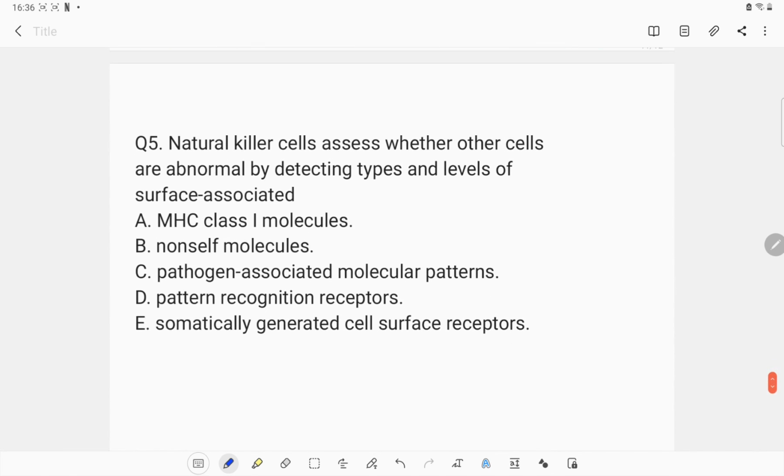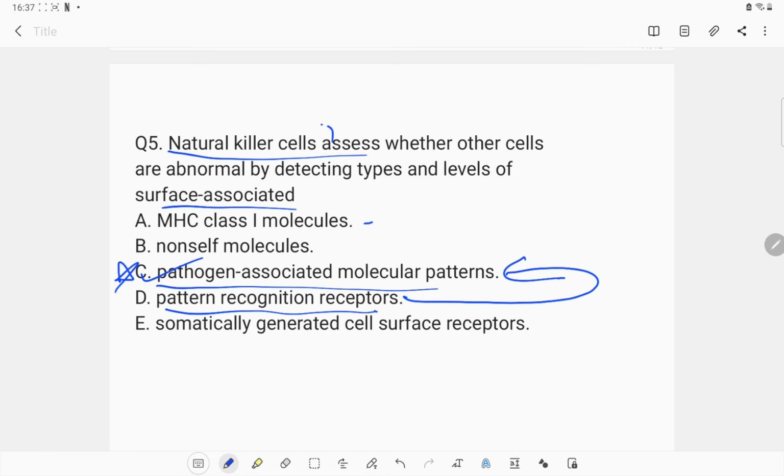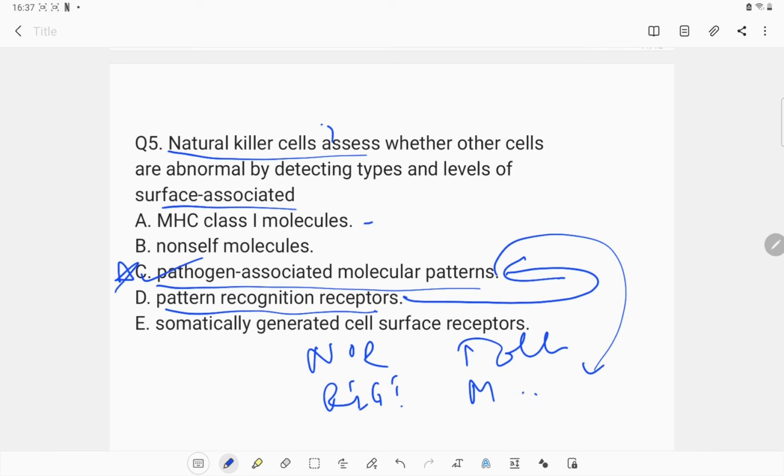Going on to the next question, fifth question. Natural killer cells assess whether other cells are abnormal by detecting types and levels of surface associated molecules. So natural killer cells come under the innate immunity. They recognize which of these things they have. Natural killer cells have pattern recognition receptors. These pattern recognition receptors would recognize pathogen associated molecular patterns. So MHC class 1 molecules, all this comes under adaptive immunity. So the right answer is pathogen associated molecular patterns. I've already discussed these things like toll receptors, mannan binding lectins, NOD receptors, RIG1 receptors, which detect the peptidoglycans and viral helicases and all.